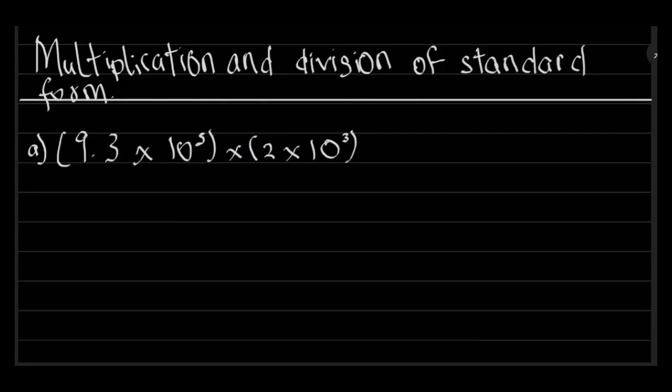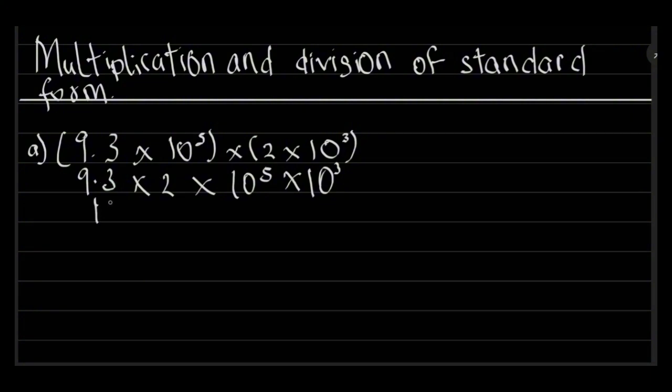Now let's look at multiplication and division in standard form. As we can see from the question, they are all multiplying. So all we do is we group like tens, and then we follow the laws of indices. So we would have 9.3 times 2 times 10 raised to the power 5 times 10 raised to the power 3.